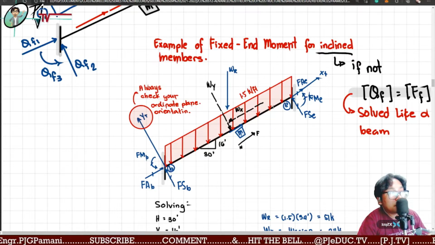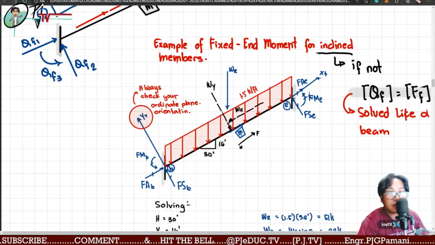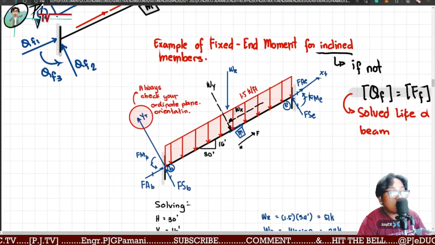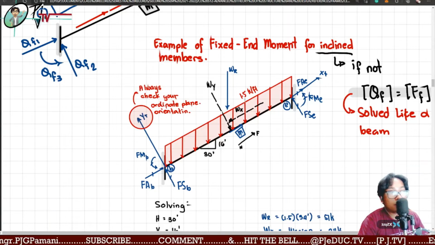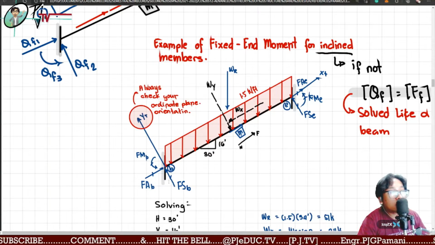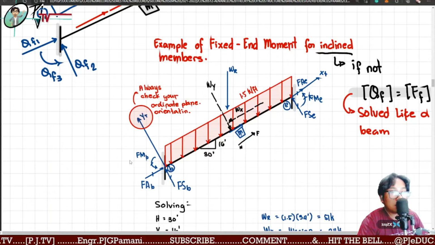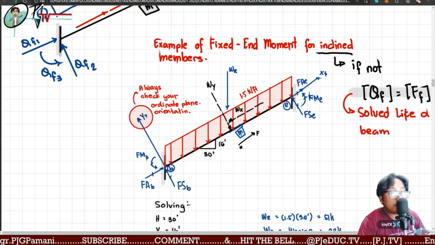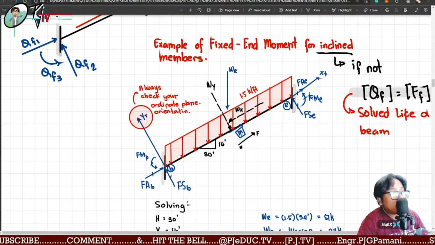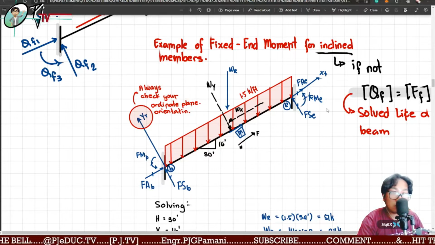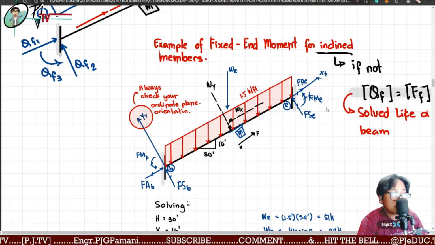So, halimbawa, member BE, member M. It has a vertical component of 16 feet, horizontal length of 30 feet, total length of 34 feet, with an applied vertical uniformly distributed load of 1.5 kips per foot. Plot na natin yung ating fixed end moments. Your axial FAB, FSB, where A is axial, S is shear, M is moment; FMB. Then FAE, FSE, and FME. Okay? Una lagi si axial, susunod si shear, then last si moment.